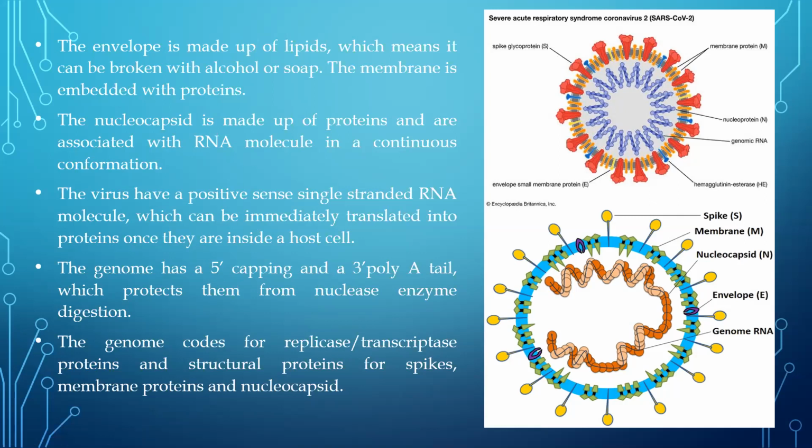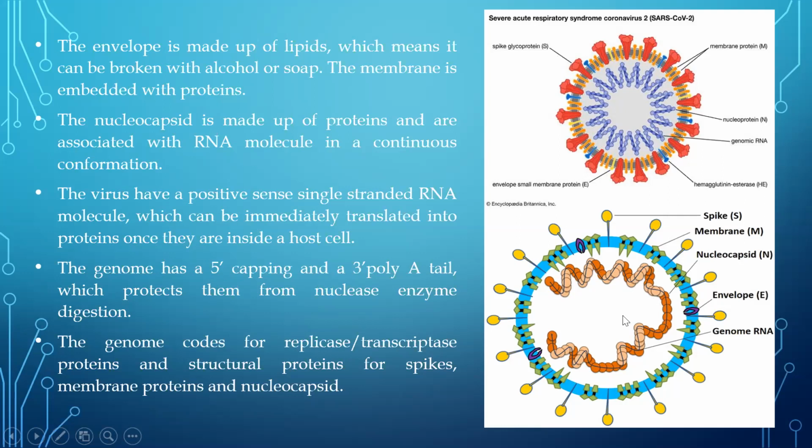Anyway, inside this envelope we have the capsid, which we have already discussed in the first part of the video. The capsid is made up of what? Capsid is basically made up of proteins. But there is a simple difference. In the case of coronavirus, the capsid is found in association with the RNA molecule in a continuous conformation. So the capsid is obviously made up of protein, plus it is directly associated with the RNA molecule in a continuous conformation. Can you see this? This is a nucleocapsid, which is associated with the RNA molecule in a continuous conformation.